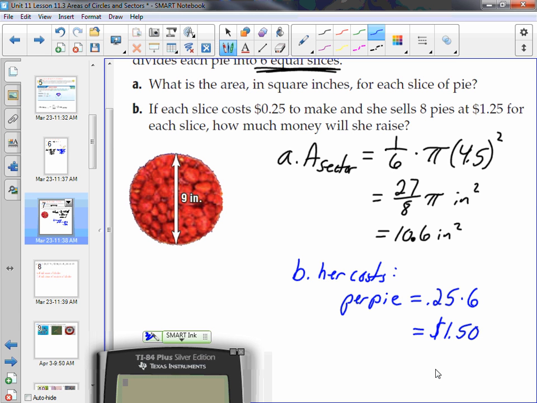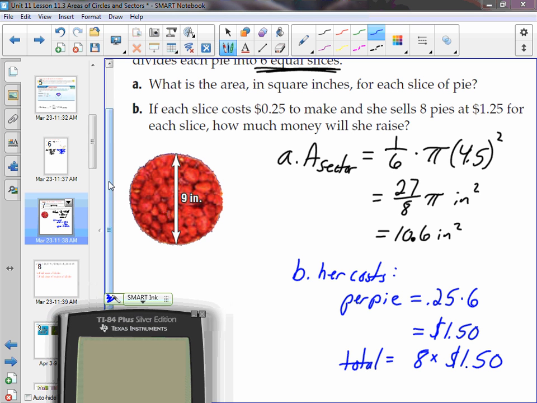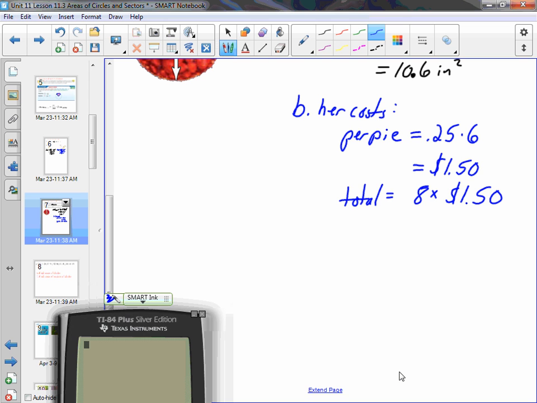All right. I'm going to assume that she made 8 of them since she sold 8 of them. If she made 100, well, then everybody else thought the same thing we did about the pies. Okay, let's assume she made 8. So then her total cost will be 8 times $1.50. What's that? $12? So it costs her $12 to make the pies.